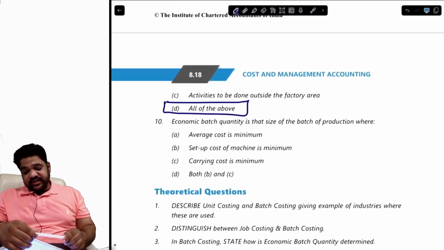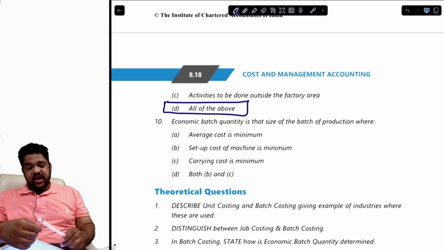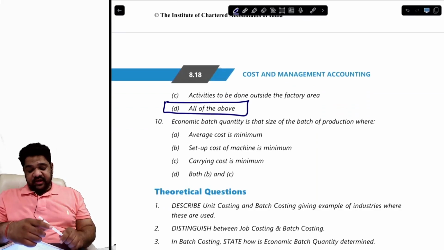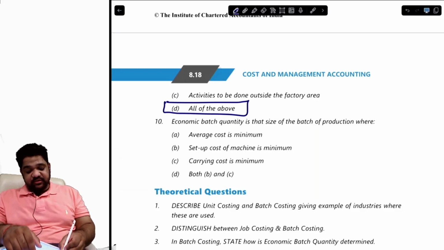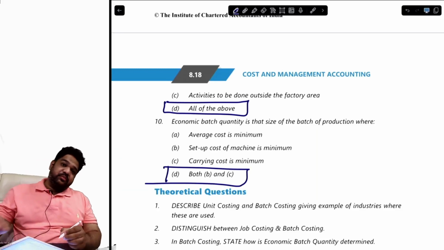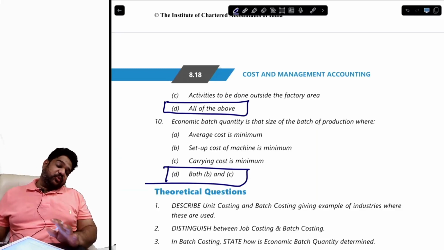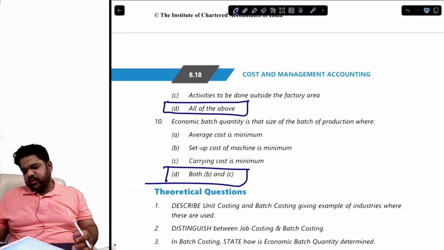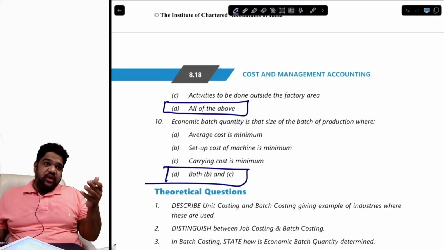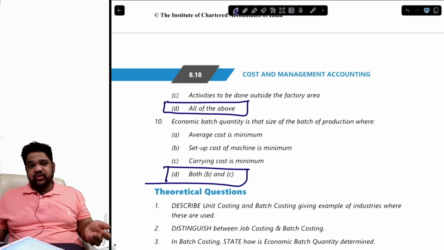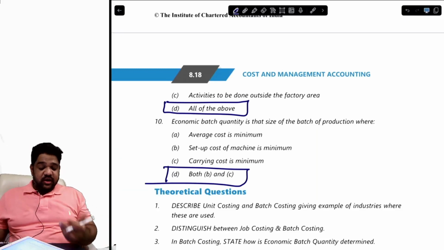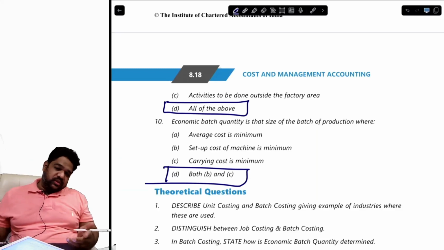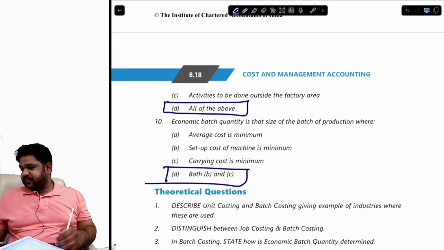Economic batch quantity is the size of batch of production where average cost is minimum, setup cost of machine is minimum, carrying cost is minimum, and D says both. I will go with D, both B and C. Setup and carrying cost both are supposed to be the minimum. That is the whole logic of EOQ and EBQ. Under EOQ, the ordering cost and carrying cost is the least. Under batch costing, the setup cost and the carrying cost is the least. So yeah, it's the one.